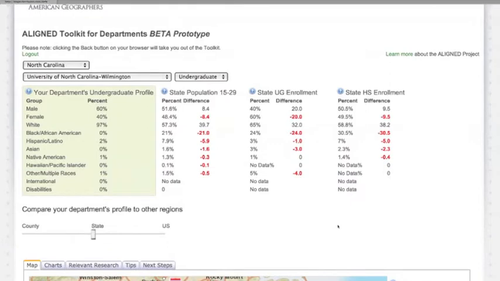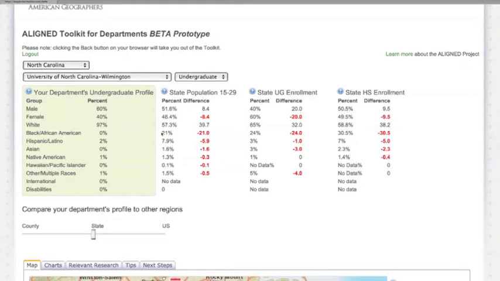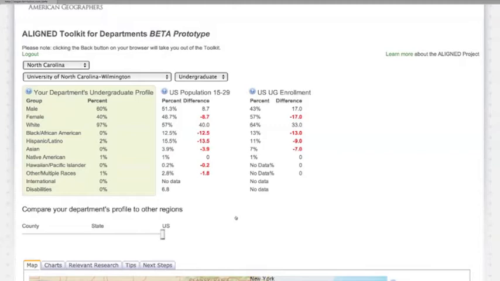state level. Here we provide the department next to the state youth population, the state undergraduate enrollment to see who's going to college, and the state high school enrollment for who's coming up and interested in college. This can also be scaled up to compare the department profile with the youth population in the U.S. age 15 through 29, and also to compare to undergraduate enrollment in the national U.S. higher education system as a whole.